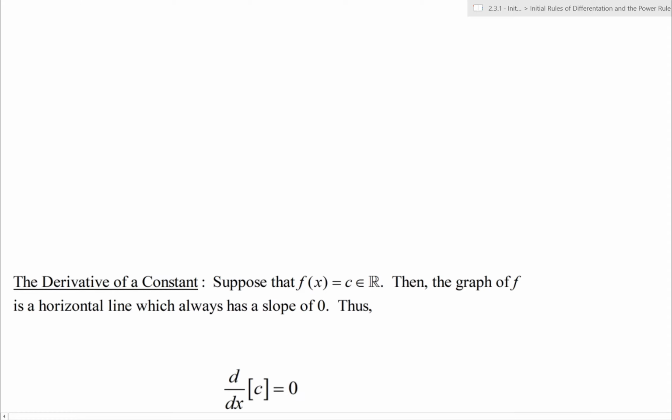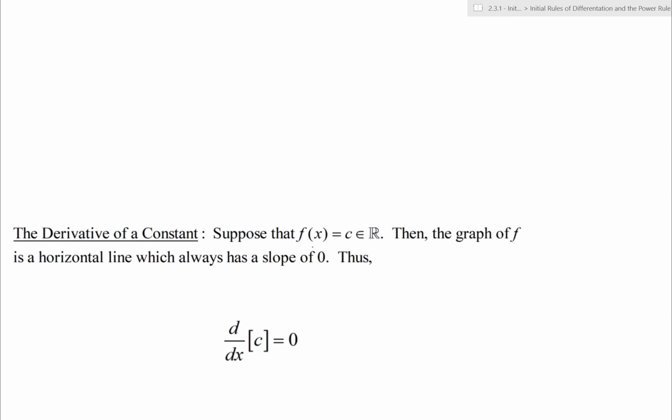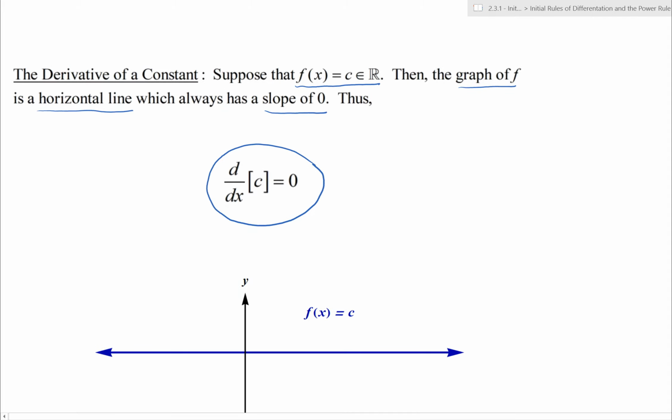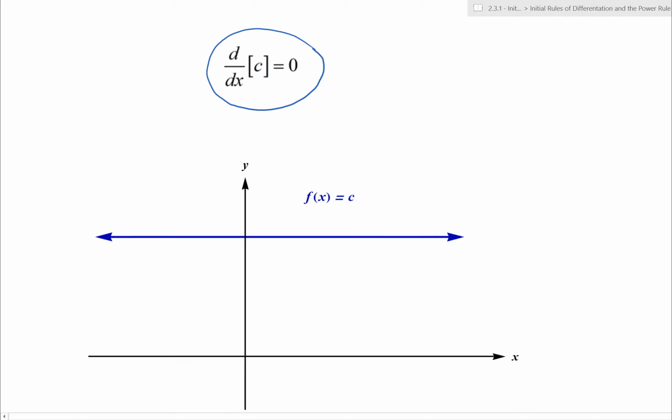Let's get going here. All right, first little rule we got, derivative of a constant. So suppose you got a function that's just a constant function, some real number here. Then, of course, the graph of this function is going to be a horizontal line, and that horizontal line always has a slope of 0, and thus the derivative of a constant with respect to its input variable, in this case x, is always going to be 0. So nothing quite that amazing so far, but got to state that idea.